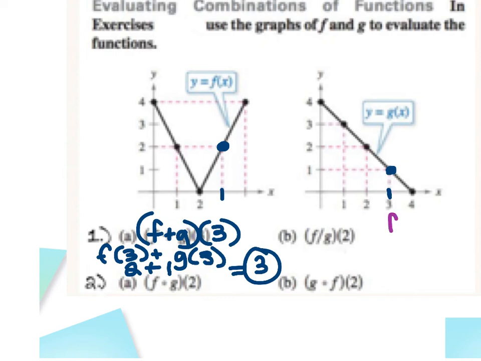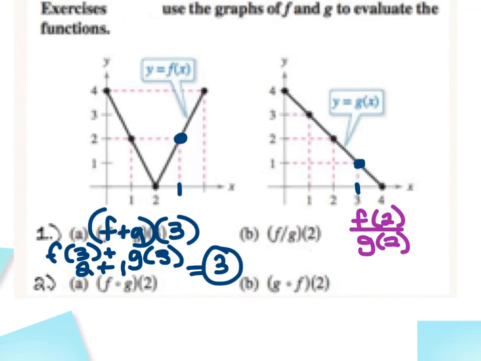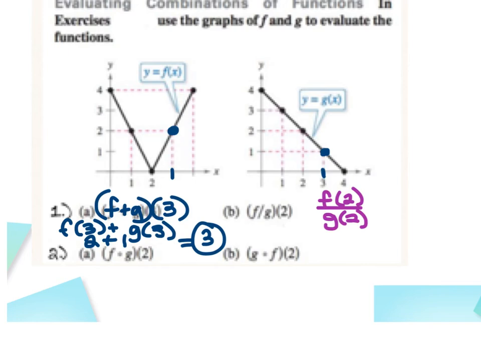For B, I would do f of 2 over g of 2. So you're dividing. I go to my left graph where x is 2, y is 0, and where g is 2, y is 2. What's 0 divided by 2? 0.